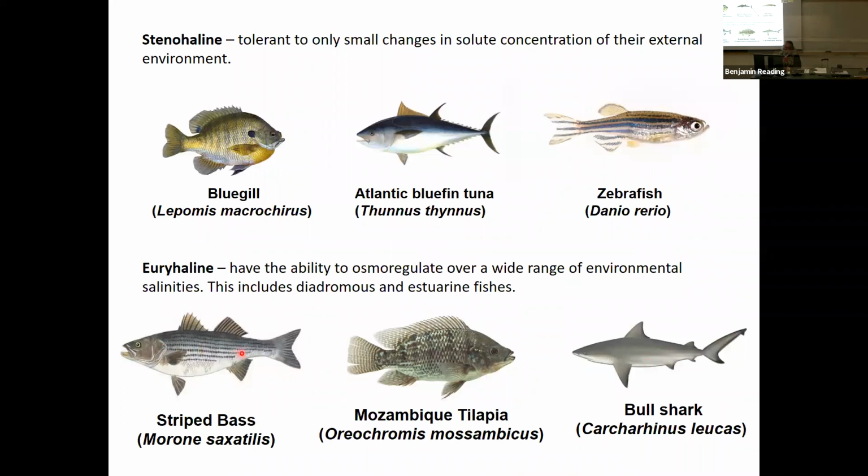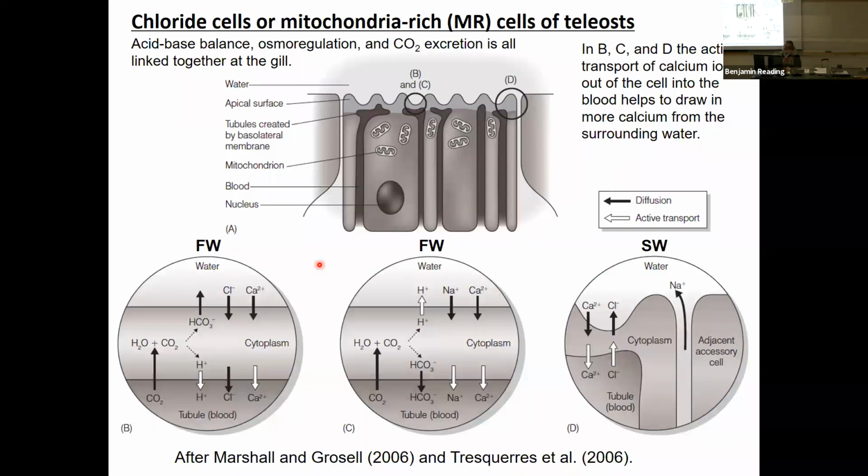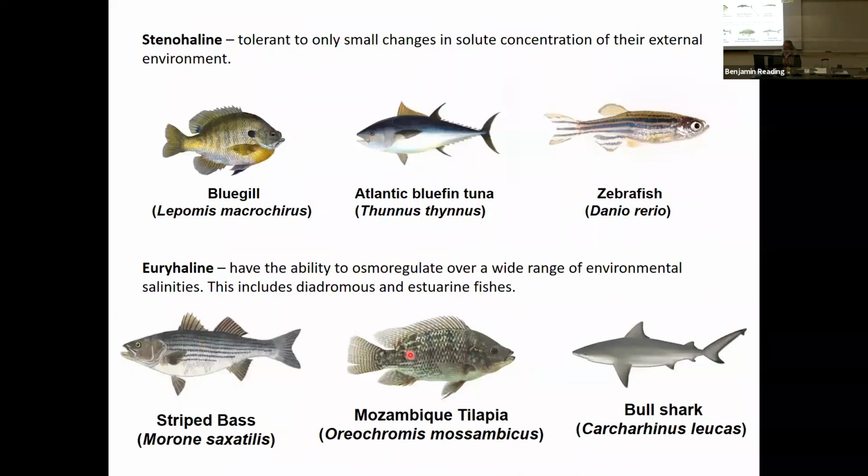So a striped bass can do this relatively quickly. Same with a tilapia and a bull shark. Now, we talked about bull sharks. Bull sharks, of course, are chondrichthyes. They don't have any of this going on. Only the bony fishes like the striped bass and the tilapia do.